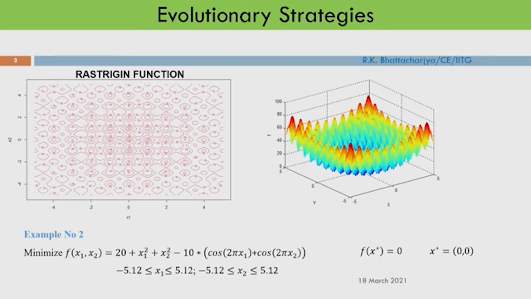As you have seen, this function has several local optimal solutions. I have shown you the contour plot as well as the surface plot, and you can see the global optimal solution is (0, 0) and the function value is 0, and it has several local optimal solutions. We will try to find out the effectiveness of lambda plus mu ES in finding the optimal solution of these two functions. Now, let us open RStudio.